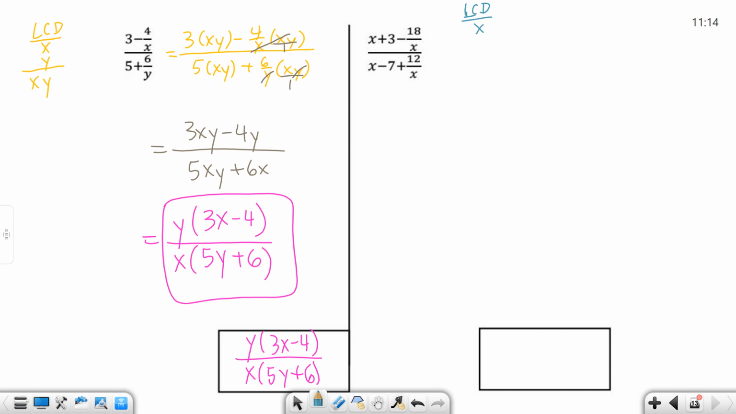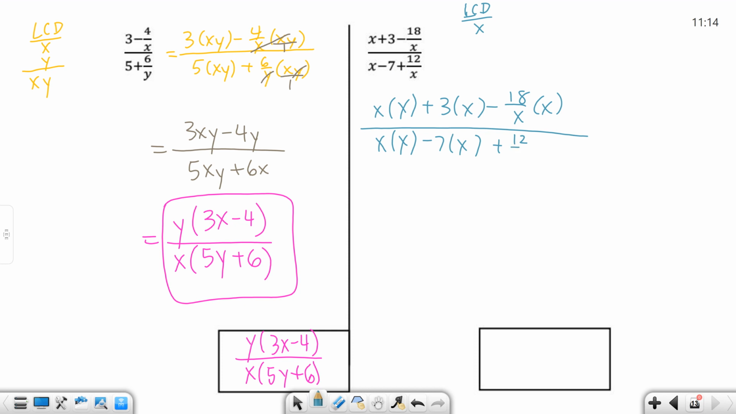So I'm going to multiply x times x plus 3 times x minus 18 over x times x. Right? So I'm taking the x and distributing to all three terms, distributing to all three terms. And doing the same thing down here, taking x and distributing to all three terms. So that's going to be x times x minus 7 times x plus 12 over x times x. Good old x.